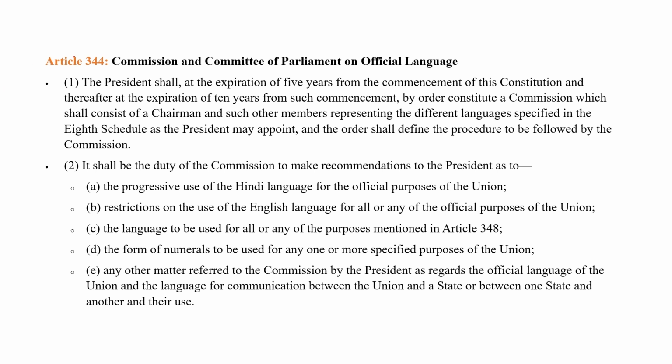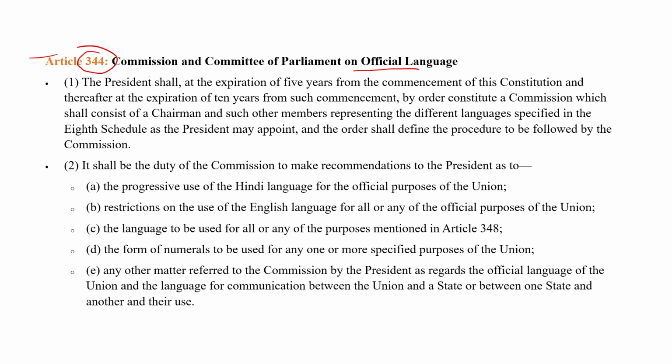Next is Article 344. What does Article 344 say? According to the article, it basically deals with the commissions and committees of Parliament on official languages. Simply, the President can create a committee or a commission to make a law related to the official languages.